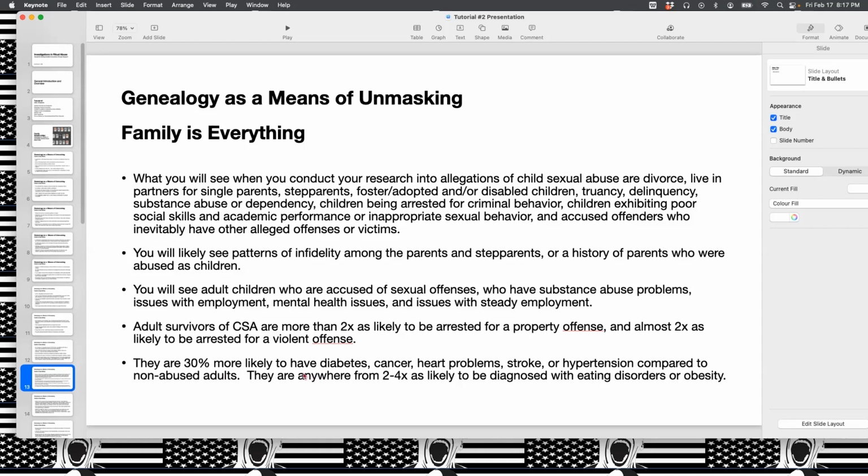So you're also going to see a history of health problems. They're 30% more likely to have diabetes, cancer, heart problems, stroke, or hypertension as non abused adults. They're more than 2 to 4 times as likely to be diagnosed with eating disorders or obesity. If you were to Google Angela Fenton and a lot of other members' children, what you will notice is that many of them are clearly obese. You'll notice that a lot of them die young from things like cancer or strokes or heart problems. They have chronic health issues.